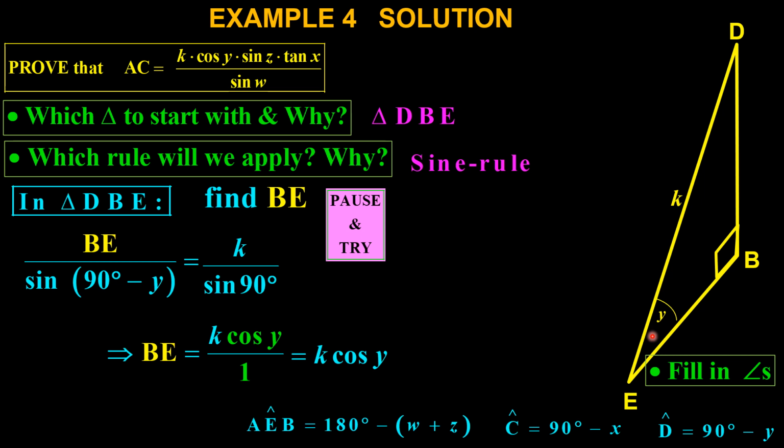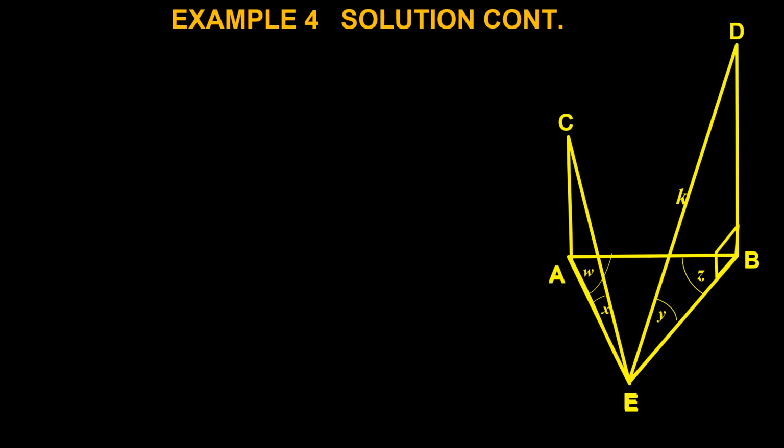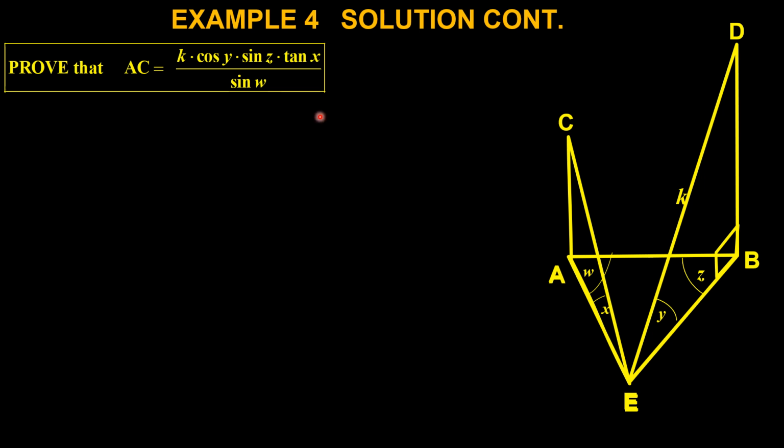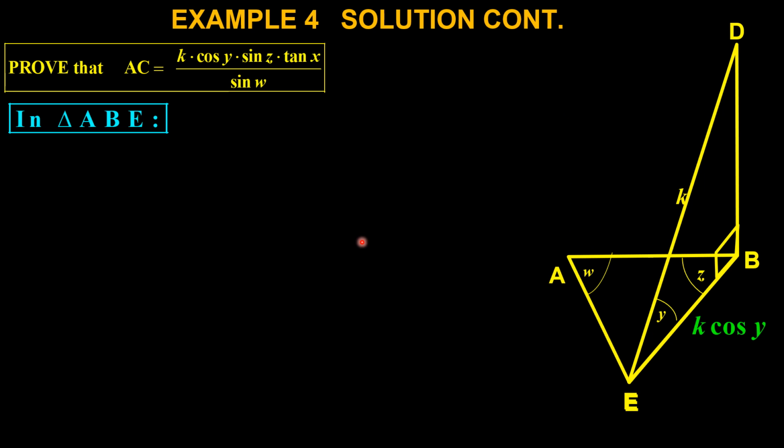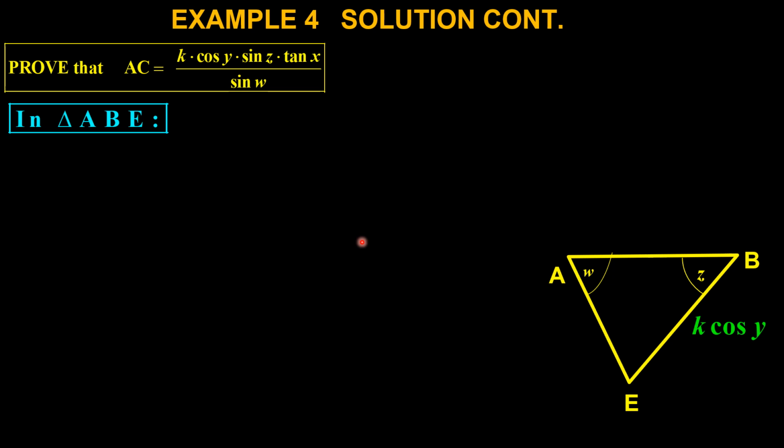Let's go to the other slide just to continue. There's our given diagram, and this is our objective: we want AC. So we started with DBE, and we calculated BE's length is K cos Y. Now BE belongs to ABE, so I can use triangle ABE. I can take away the triangles that I don't need, and just focus on ABE.